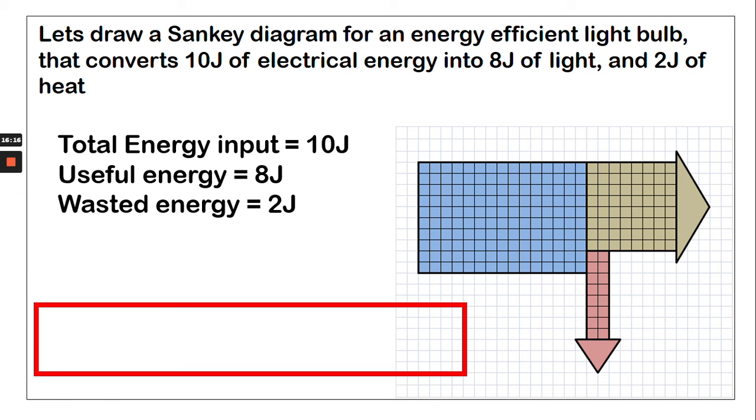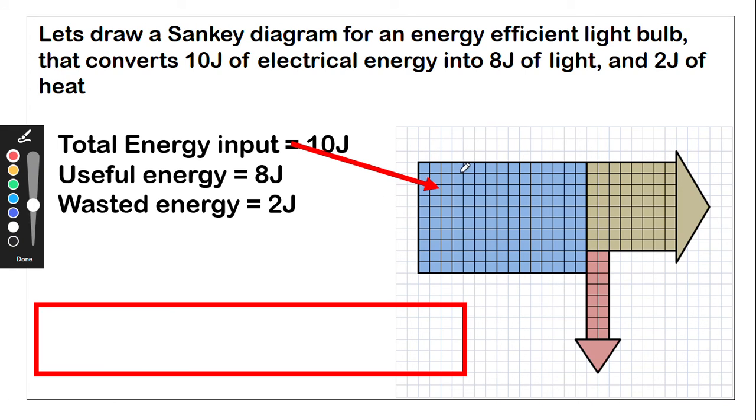The total energy input is always at the start of the arrow. So the start of the arrow represents the total energy input. Here it says we have 10 joules of energy. If we look at the thickness of this arrow, how thick this arrow is, you can see it has 10 squares: 1, 2, 3, 4, 5, 6, 7, 8, 9, 10. Each square represents 1 joule. So that is 10 joules of energy.